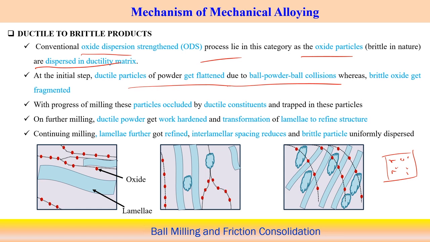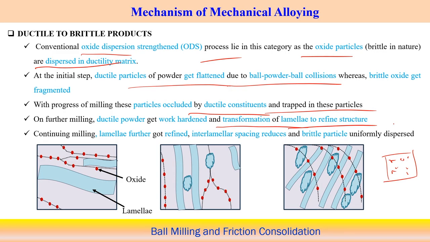More fragmentation occurs for the brittle oxides, but the ductile particles elongate and deform plastically during the interaction with the ball. With the progress of milling time, these oxide particles are covered by the ductile constituents and trapped in them. Upon further milling, the ductile powder gets work hardened, and there is a transformation of the lamellar to a refined structure.